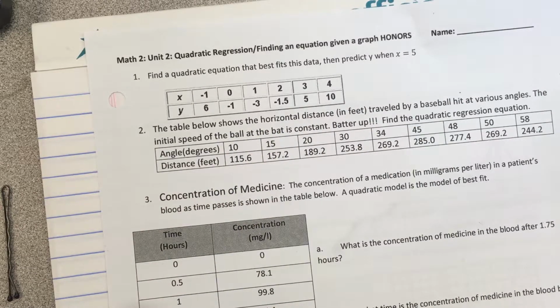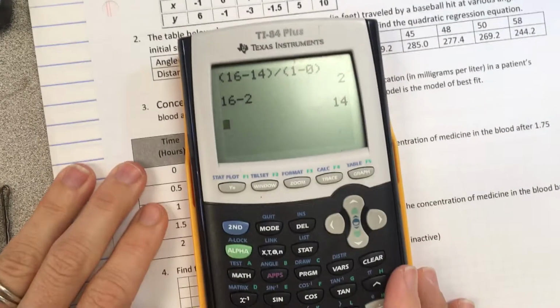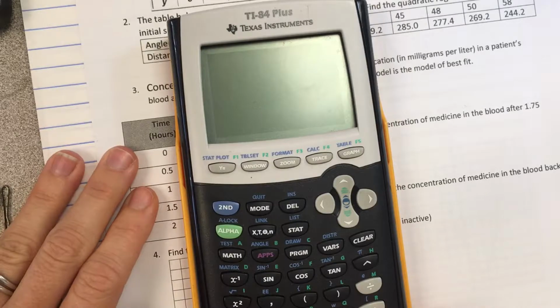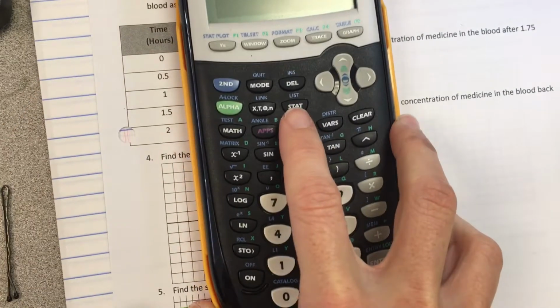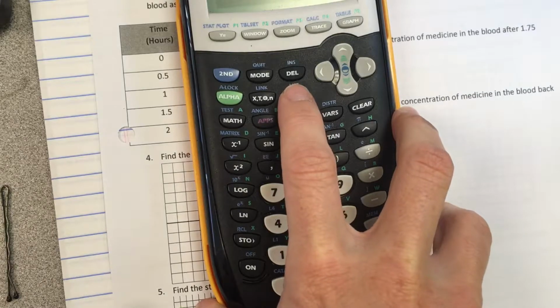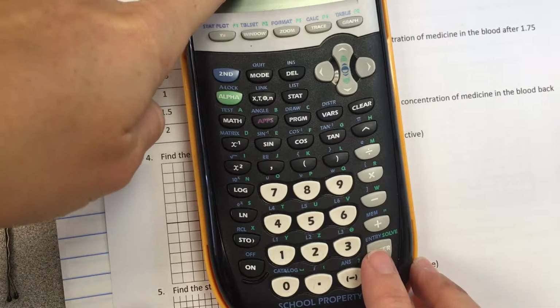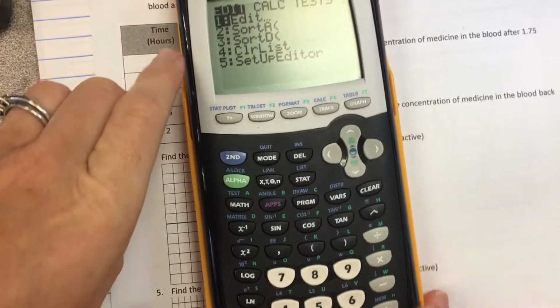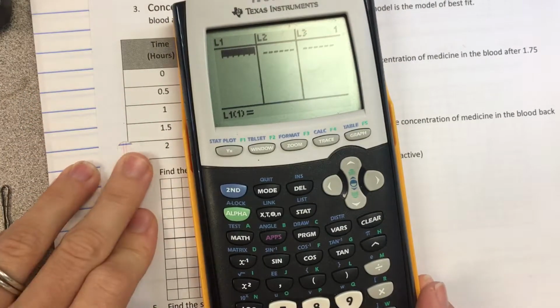So in your calculator, go ahead and go to stat. It's underneath the delete button. So hit stat, and then hit enter. We're going to edit some data. So hit enter for edit.